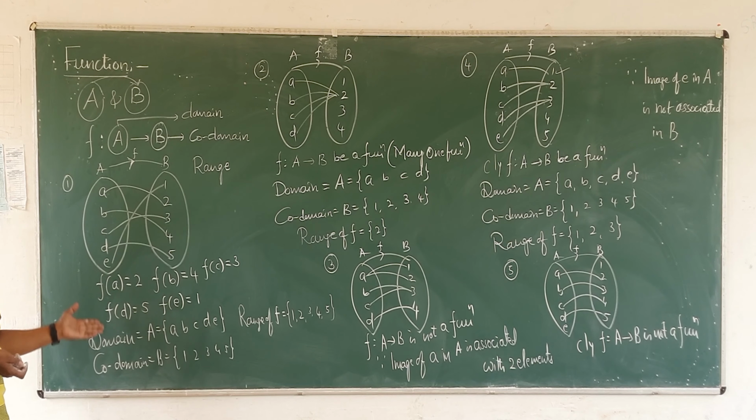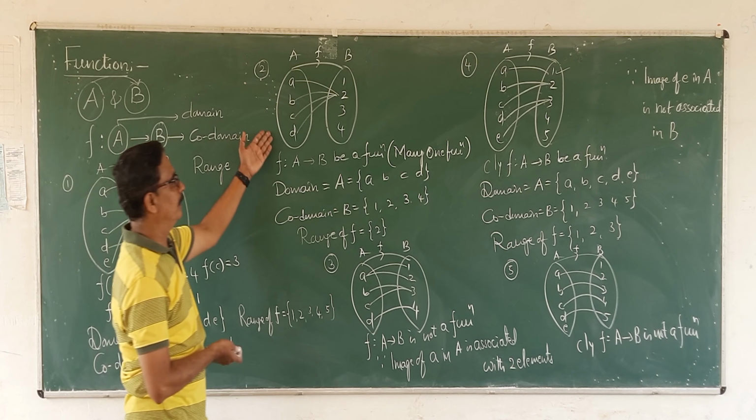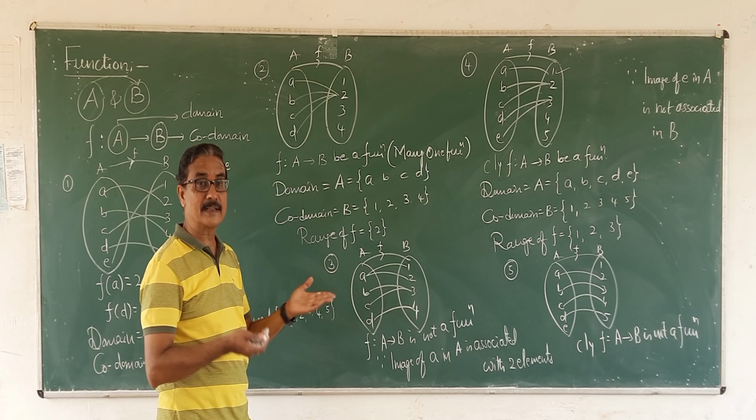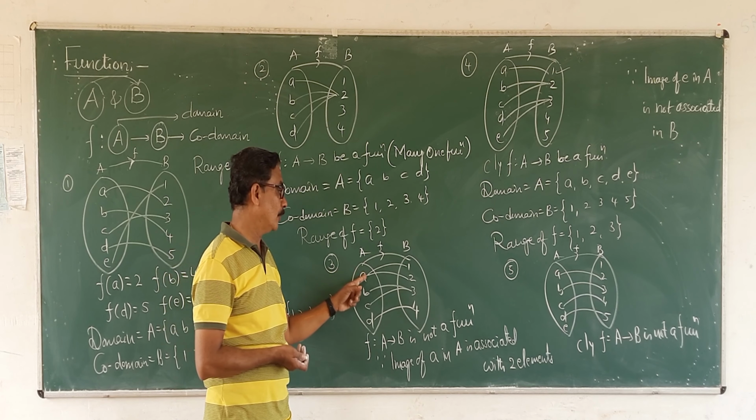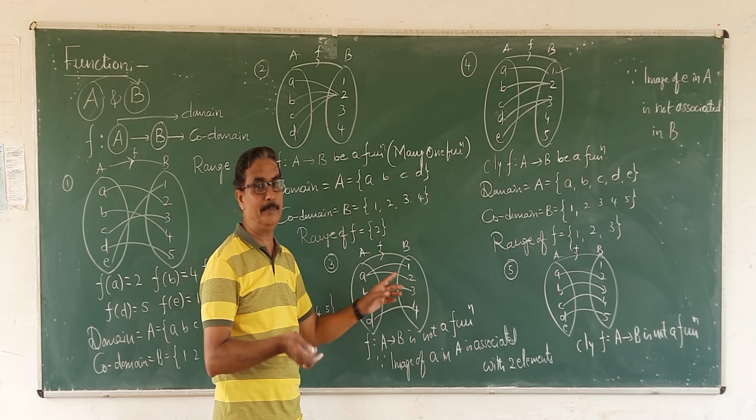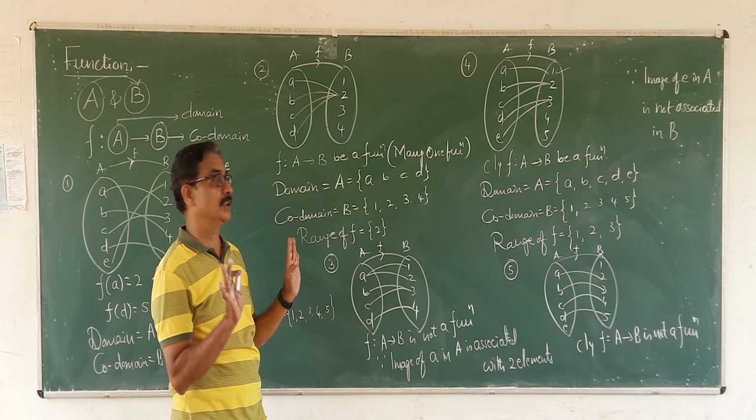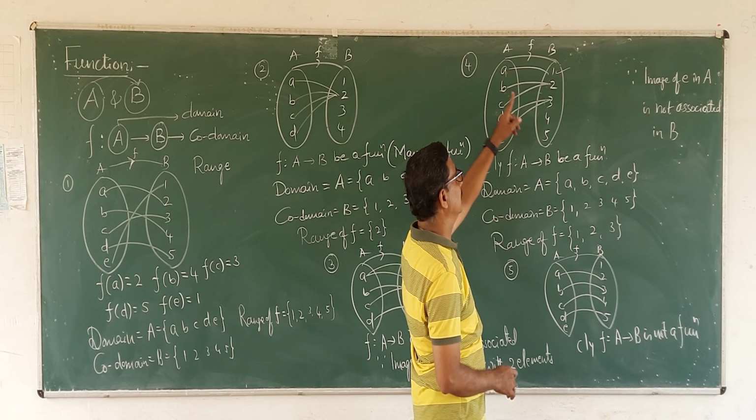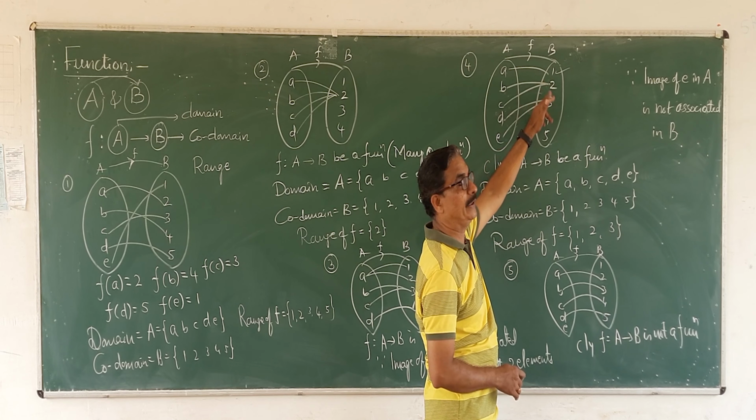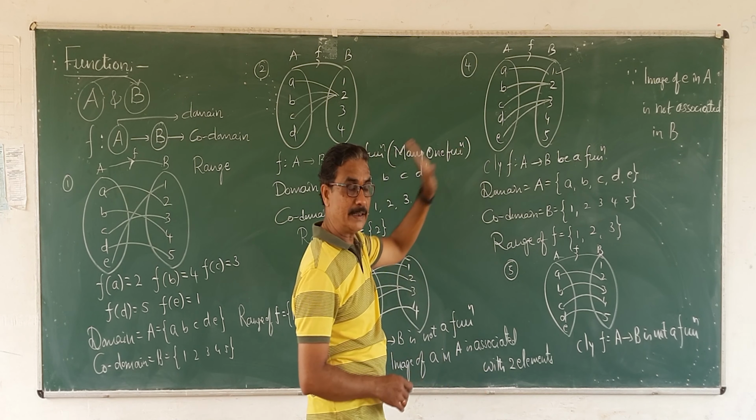Now the first example, it is a function. The second example is also a function. Another name is many-one function. The third example is not a function because the image of element A in the set A is associated with two elements. Whereas the fourth example is clearly a function. All the elements of the first set are associated with a unique element in the second set.